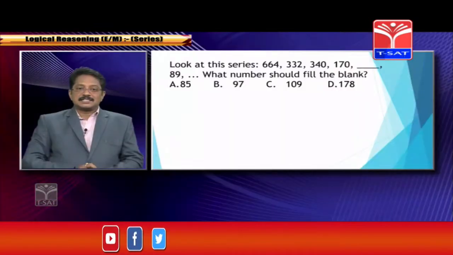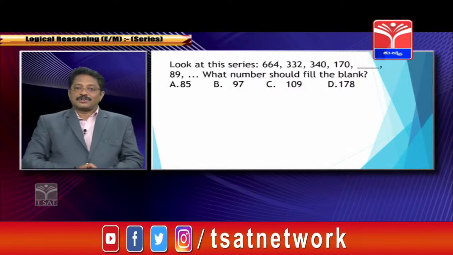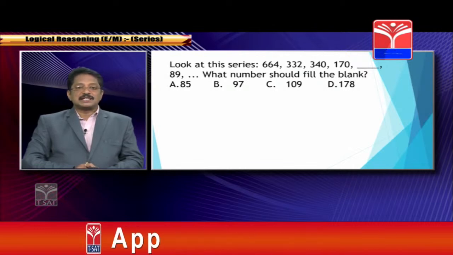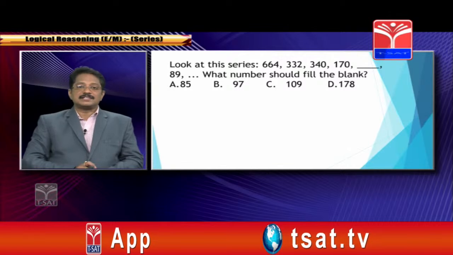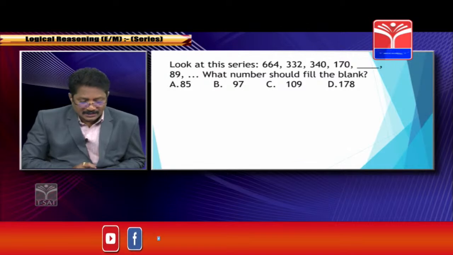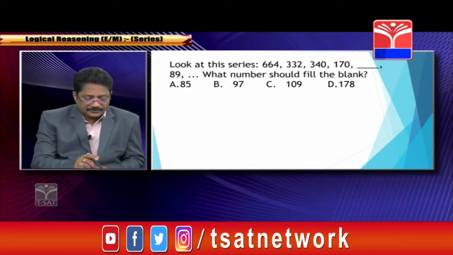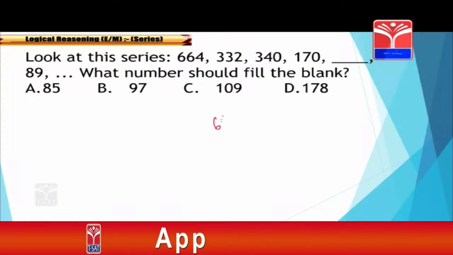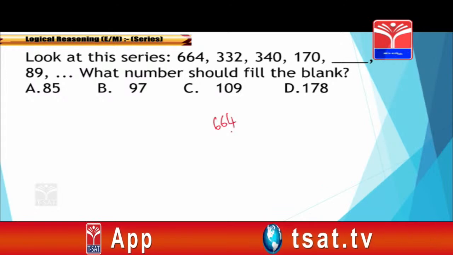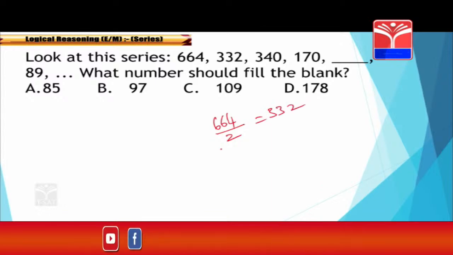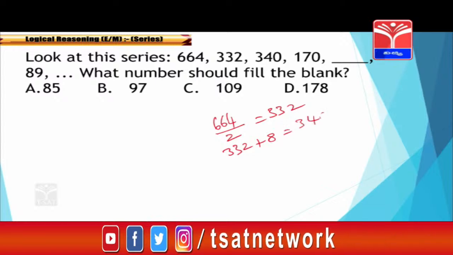Now here: 664, 332, 340, 170, and so on. Which number should fill in the blank? Now verify. This number is 664. When you divide 664 by 2, you will get 332. Correct? Okay. Next, 332 is added with 8, it becomes 340.